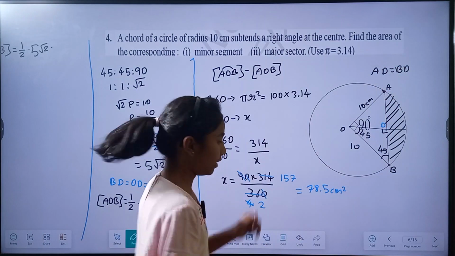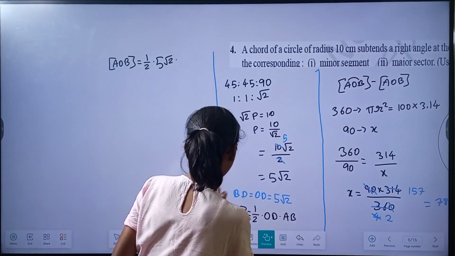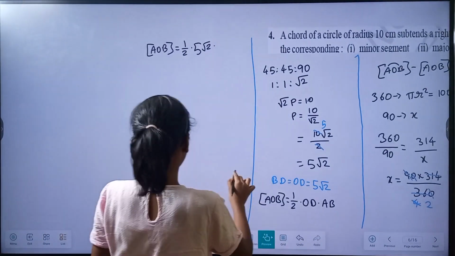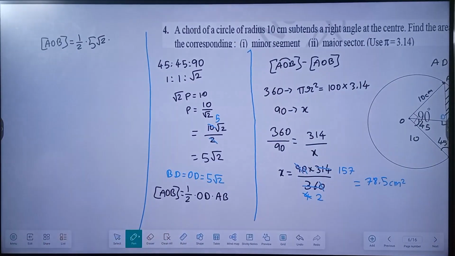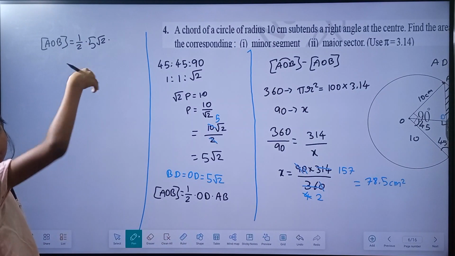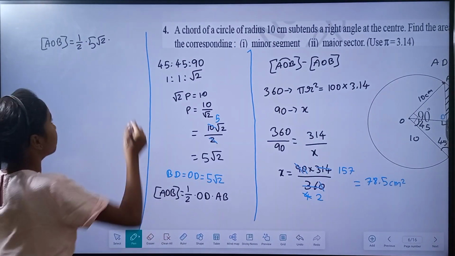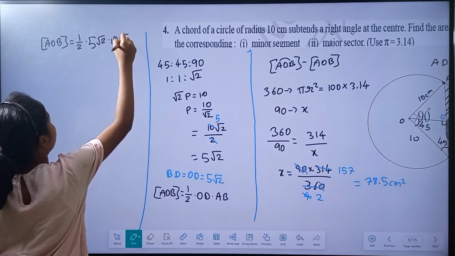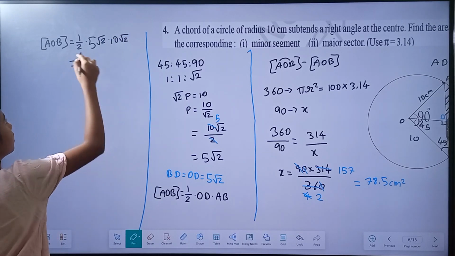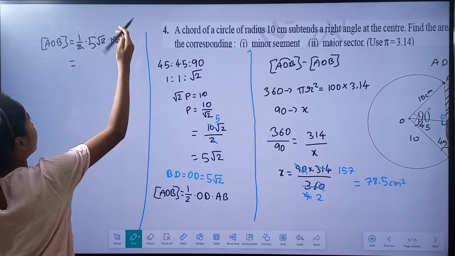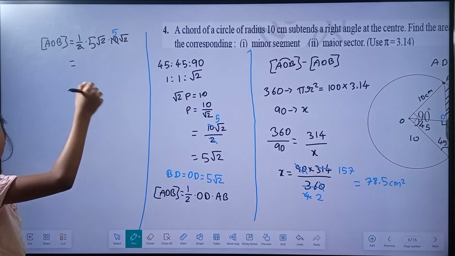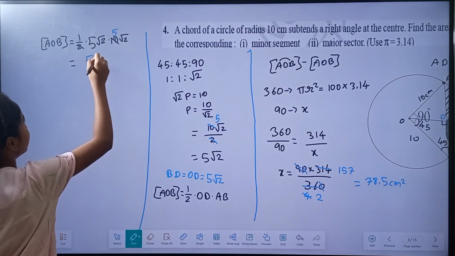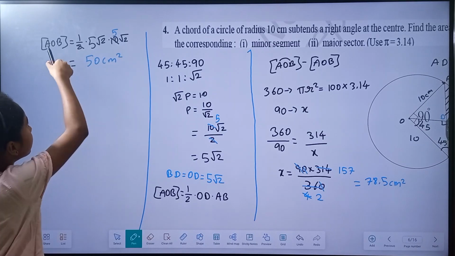So BD equal to 5 root 2. So 5 root 2 plus 5 root 2, 10 root 2. We can cancel this over here, we will get 5 root 2 into 5 root 2, 25 into 2, 50. 50 centimeter square is the area of triangle AOB.